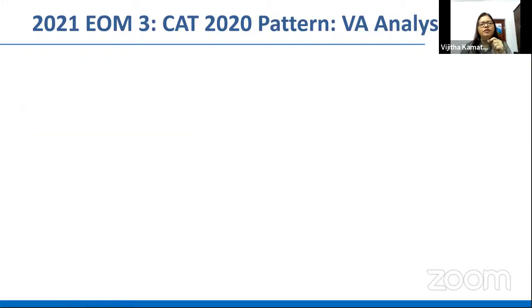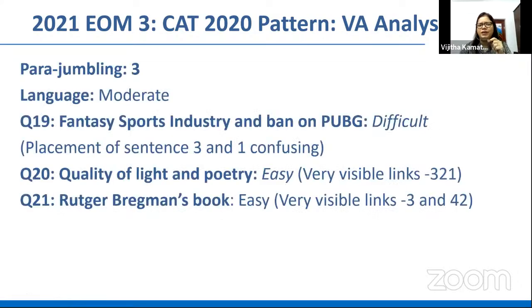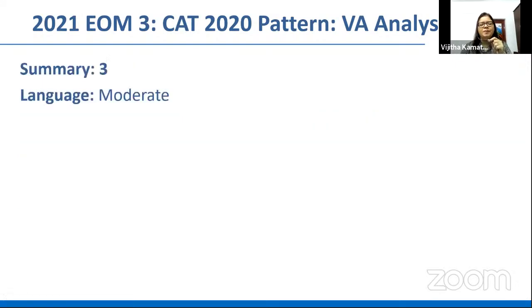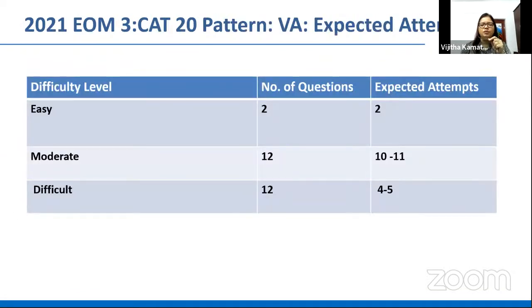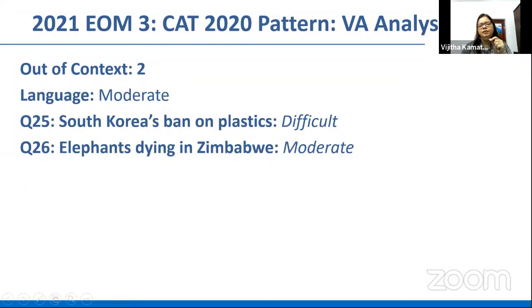Likewise, an investment of about 5 minutes or so in parajumbles also would have got you good rewards. Finally, there are the two out of context questions. The language was moderate, but maybe you could have avoided this. Though the 26th question's sentence did stand out, I'd still say that considering you had 5 sentences to read and 4 sentences to connect with each other, this would have taken some more time.